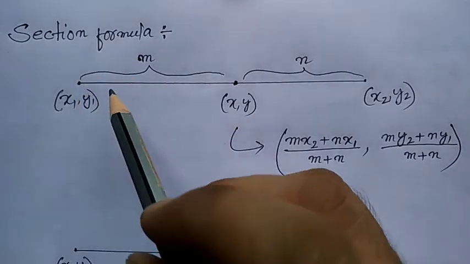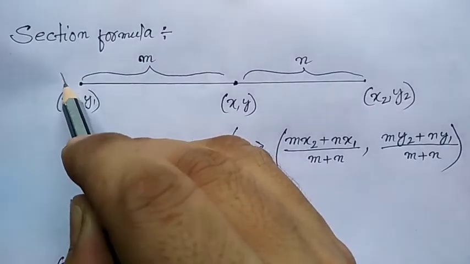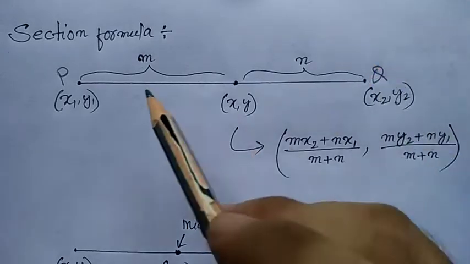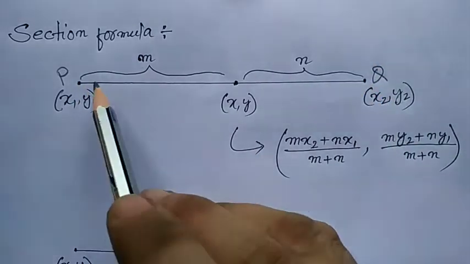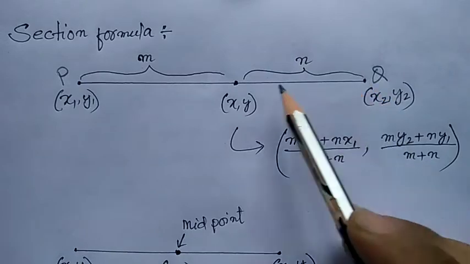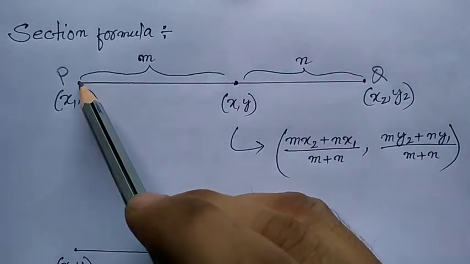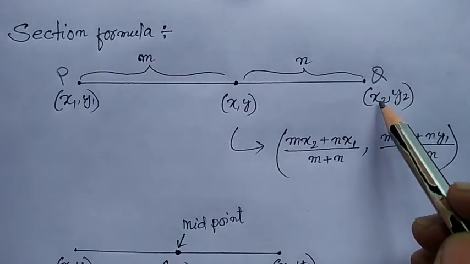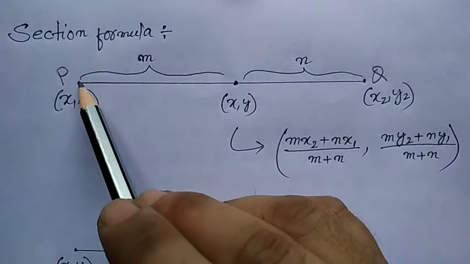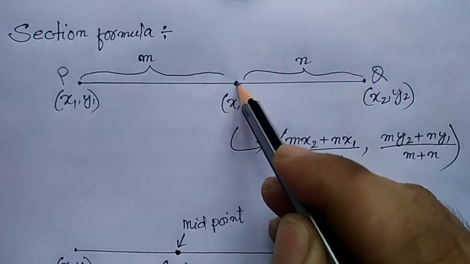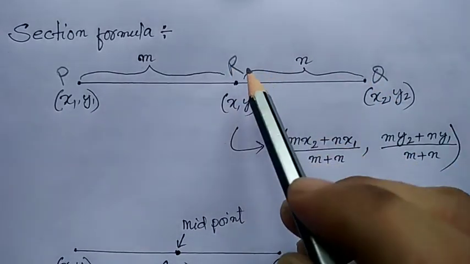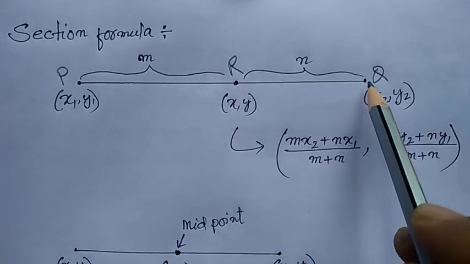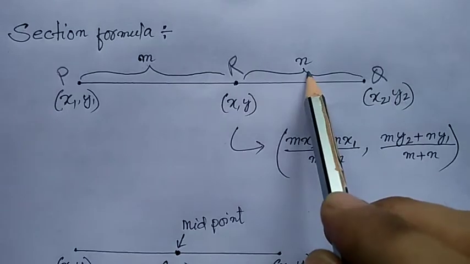if this is a line, let's say this is the first point, we can call this one point P. This is the second point Q, and now the 2 points P and Q are joined. Then we get a line segment PQ, and the coordinates of point P are x1, y1, like that the coordinates of point Q are x2, y2. Now line segment PQ is divided by another point, let's say this is point R, such that the ratio of PR to RQ is m:n.